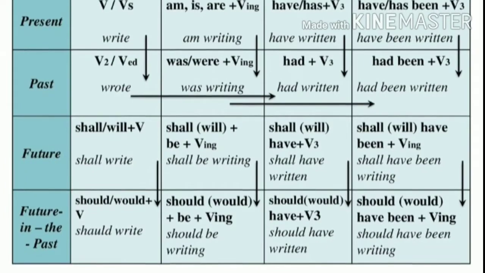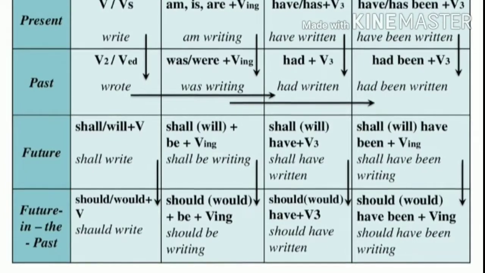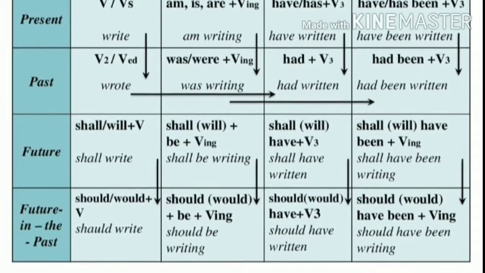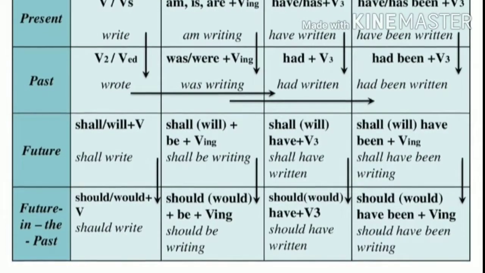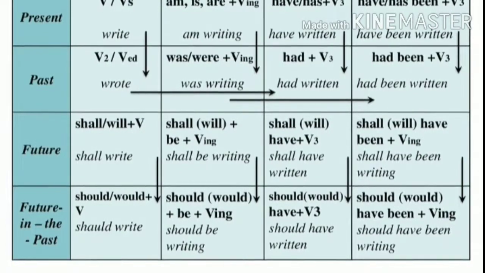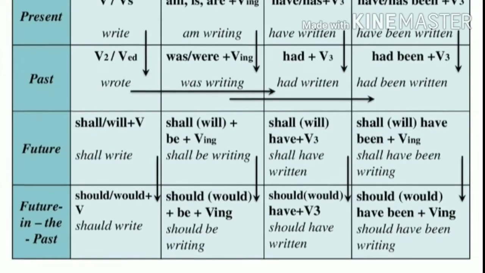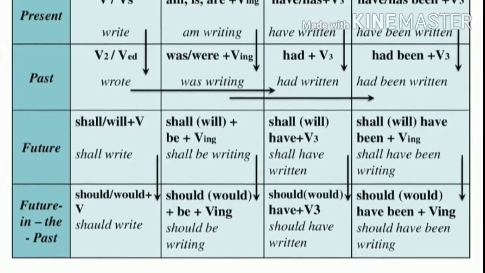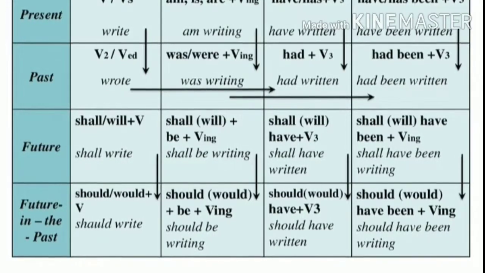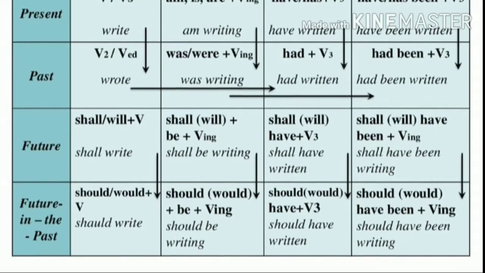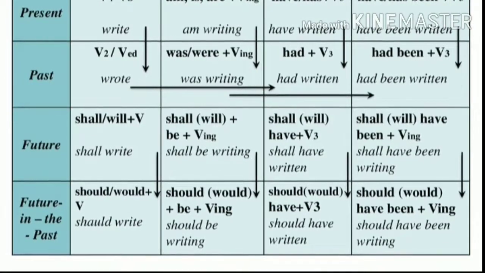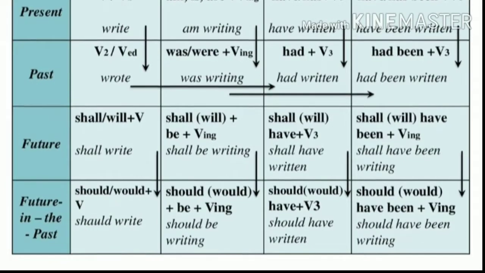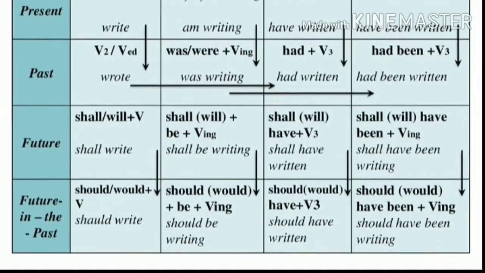Alright, next is your future perfect continuous. See the structure: shall, in the bracket it is given will, have been plus verb ing form. So the example is here, shall have been writing. So this will change to future in the past only. Shall will become should, will become would, have been will remain the same, and verb plus ing form will remain the same. It will be should have been writing. Hope now it's clear to all of you.